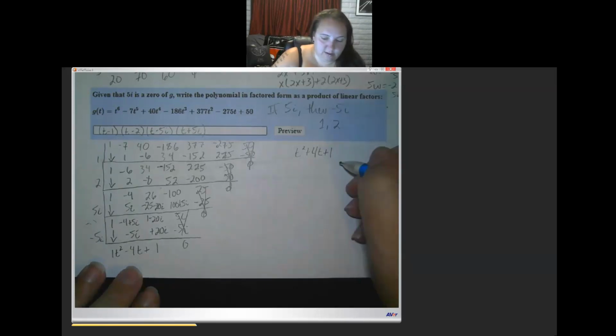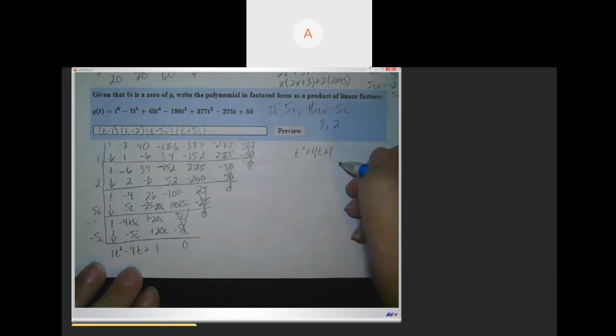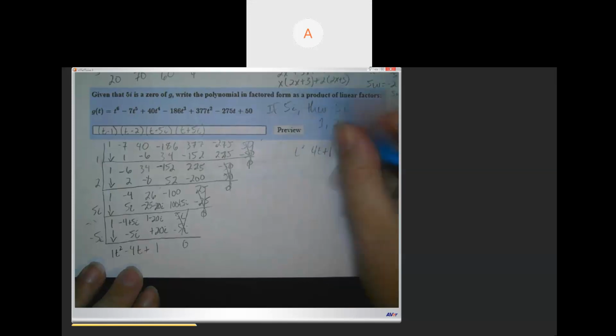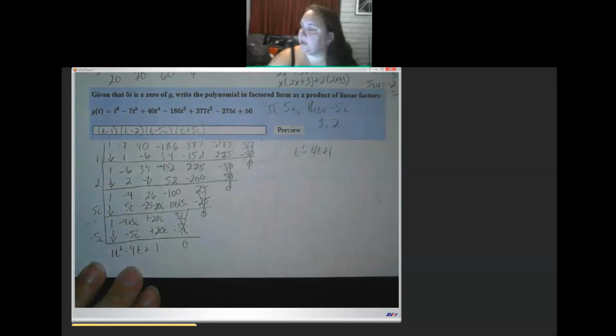Is it t squared plus 4t plus 1? How's the minus 4t beginning of it? You're right. Oh, okay. Sorry about that. I'm going to go through and check exactly how they want this to look. There we go.